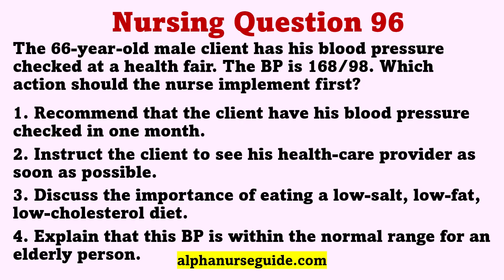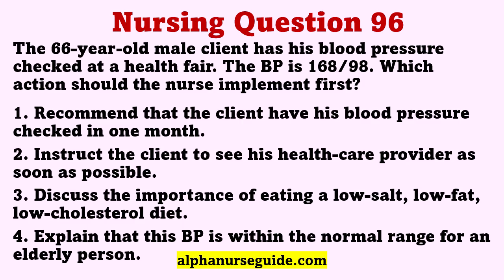The correct answer is 2. Instruct the client to see his healthcare provider as soon as possible. The diastolic blood pressure should be less than 85 according to the American Heart Association. Therefore, this client should see the healthcare provider. This BP is elevated, and the client should have his BP checked frequently, but not before seeking medical treatment. Teaching is important, but the nurse must first make sure the client sees the healthcare provider for a thorough checkup and antihypertensive medication prescription. Diet alone should not be recommended by the nurse.